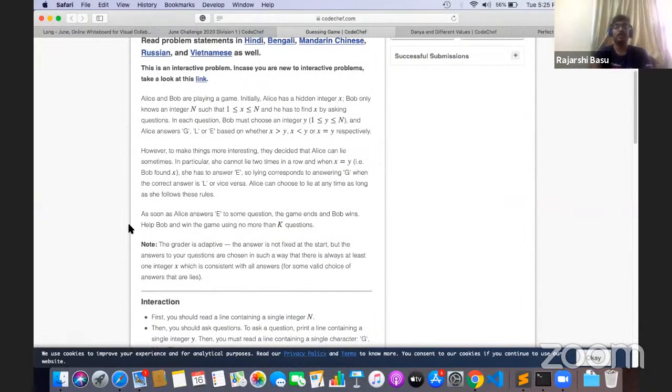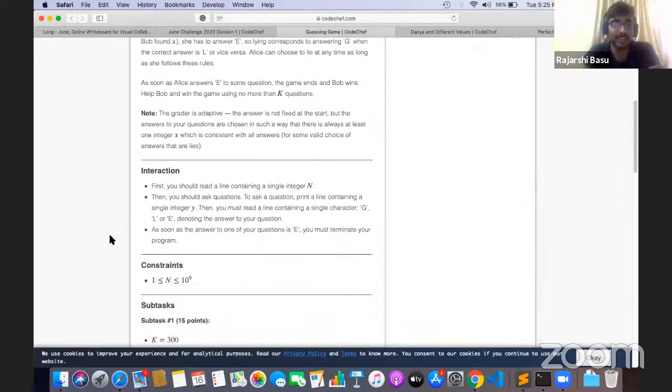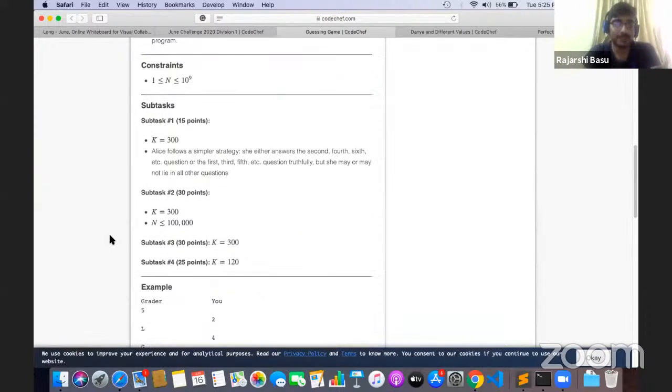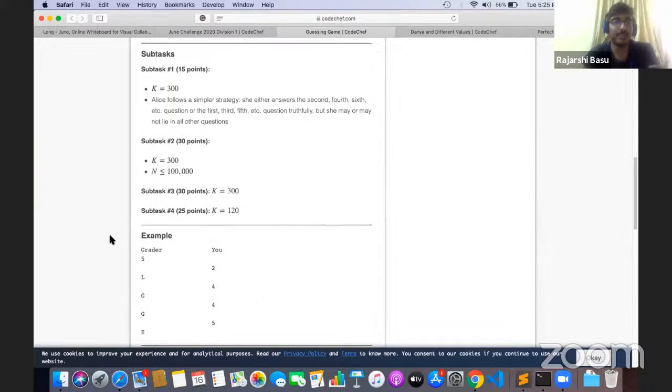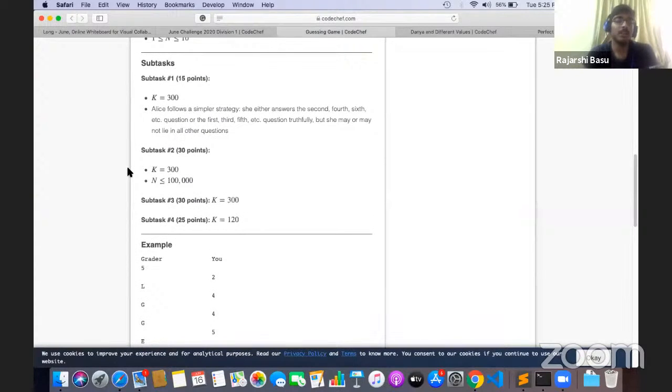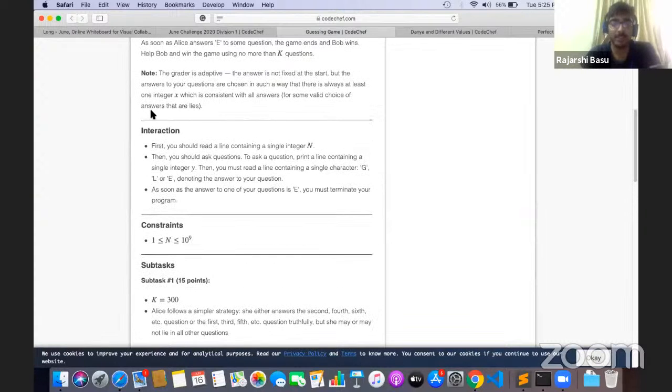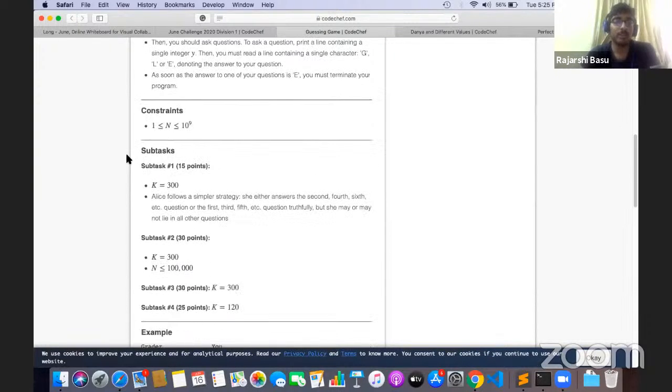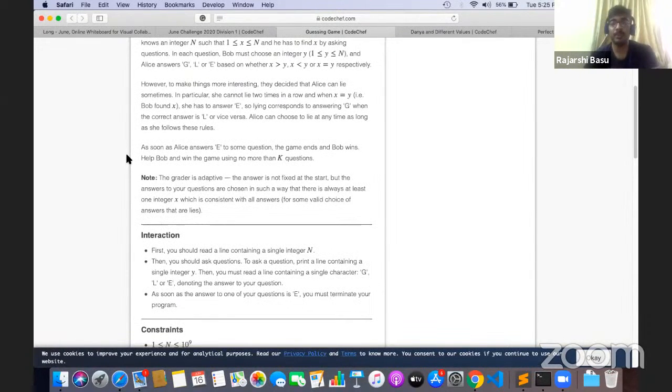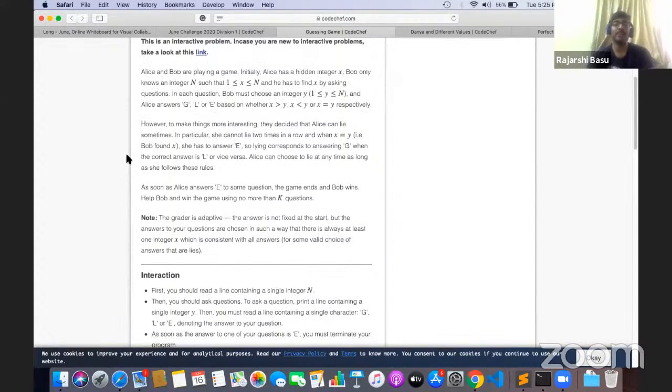So this problem is extremely ad hoc and not trivial at all. But let's see what we can do here. For the first subtask, I hope everyone has read the problem already. If not, then a brief would be, it's basically a binary search kind of problem, but then the grader can lie.